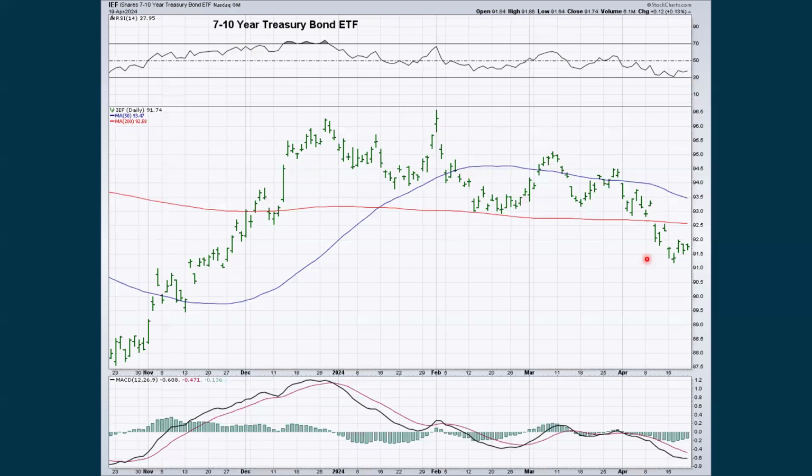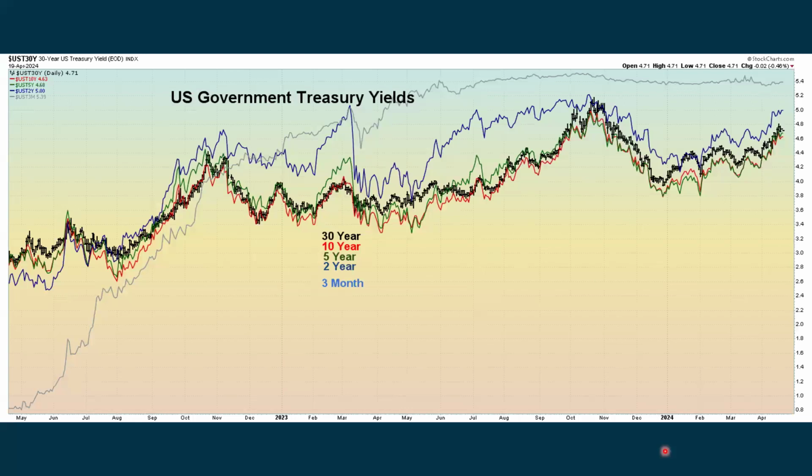Here's an ETF of the 7 to 10-year bond, just showing based on price, we've dropped below the 200-day moving average. We're still in a longer-term uptrend, but we're below 50 with the RSI, and the momentum continues to be negative. Here's a daily chart of the yields, where you can kind of eyeball this and see that interest rates have been going up since about the beginning of March.